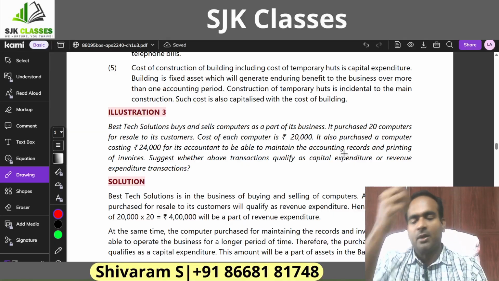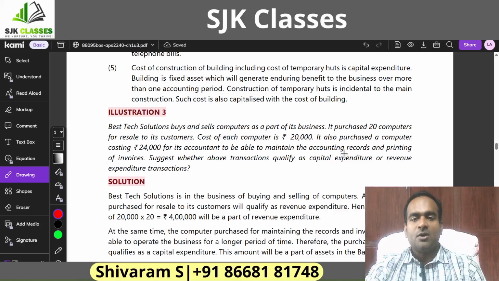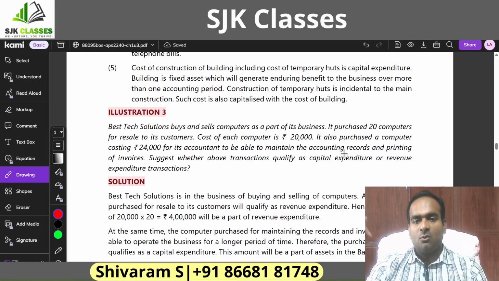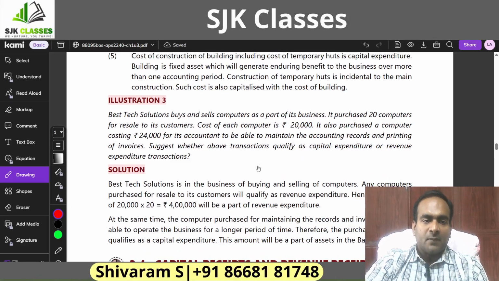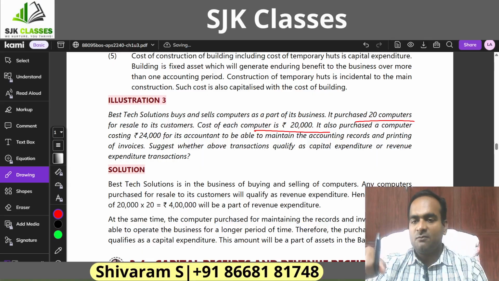For whom? For the accountant. For the accountant to make the invoices and keep the accounting records, I have purchased one more computer. Suggest whether the above transactions qualify as capital expenditure or revenue expenditure. Very simple one. We have purchased 20 computers, each costing 20,000. Now, what is the purpose of these computers? My intention is to resell them to our customers. So this purchase of 20 computers at 20,000 each will be called a revenue expenditure.